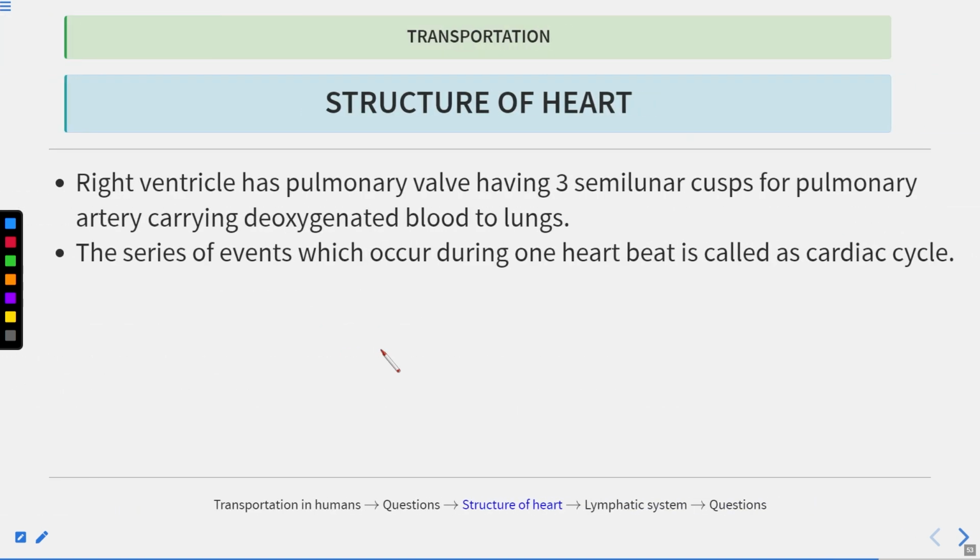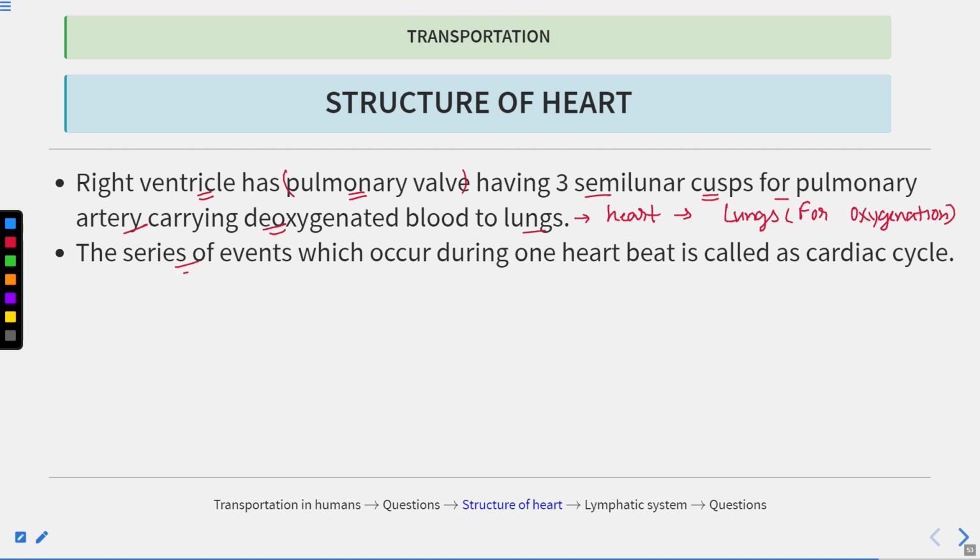Now the right ventricle has a pulmonary valve. The valve present in the right ventricle is known as the pulmonary valve, which has three semilunar cusps for the pulmonary artery carrying the deoxygenated blood to the lungs. Okay, the pulmonary artery, I've already told you, carries deoxygenated blood. It carries the blood from the heart towards the lungs for oxygenation. Clear?